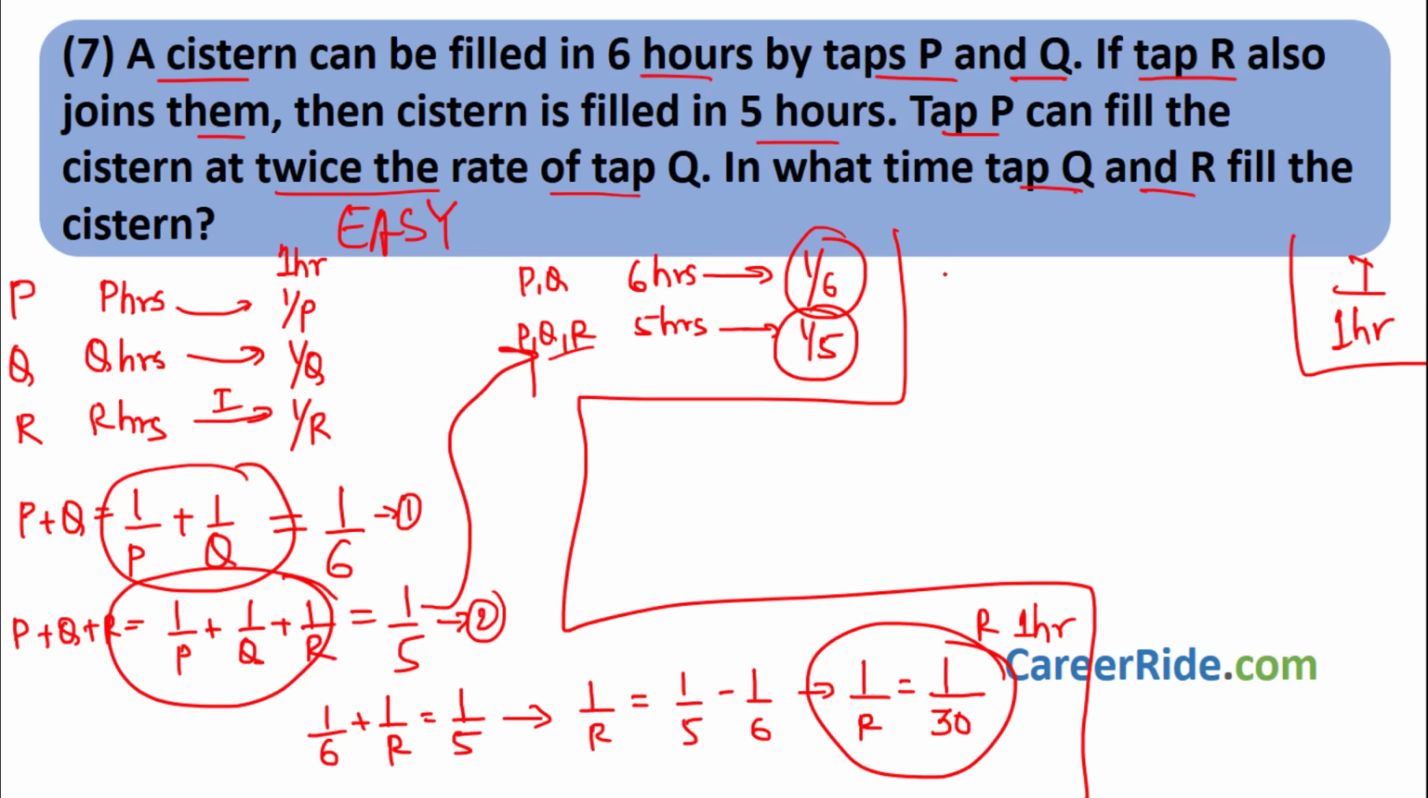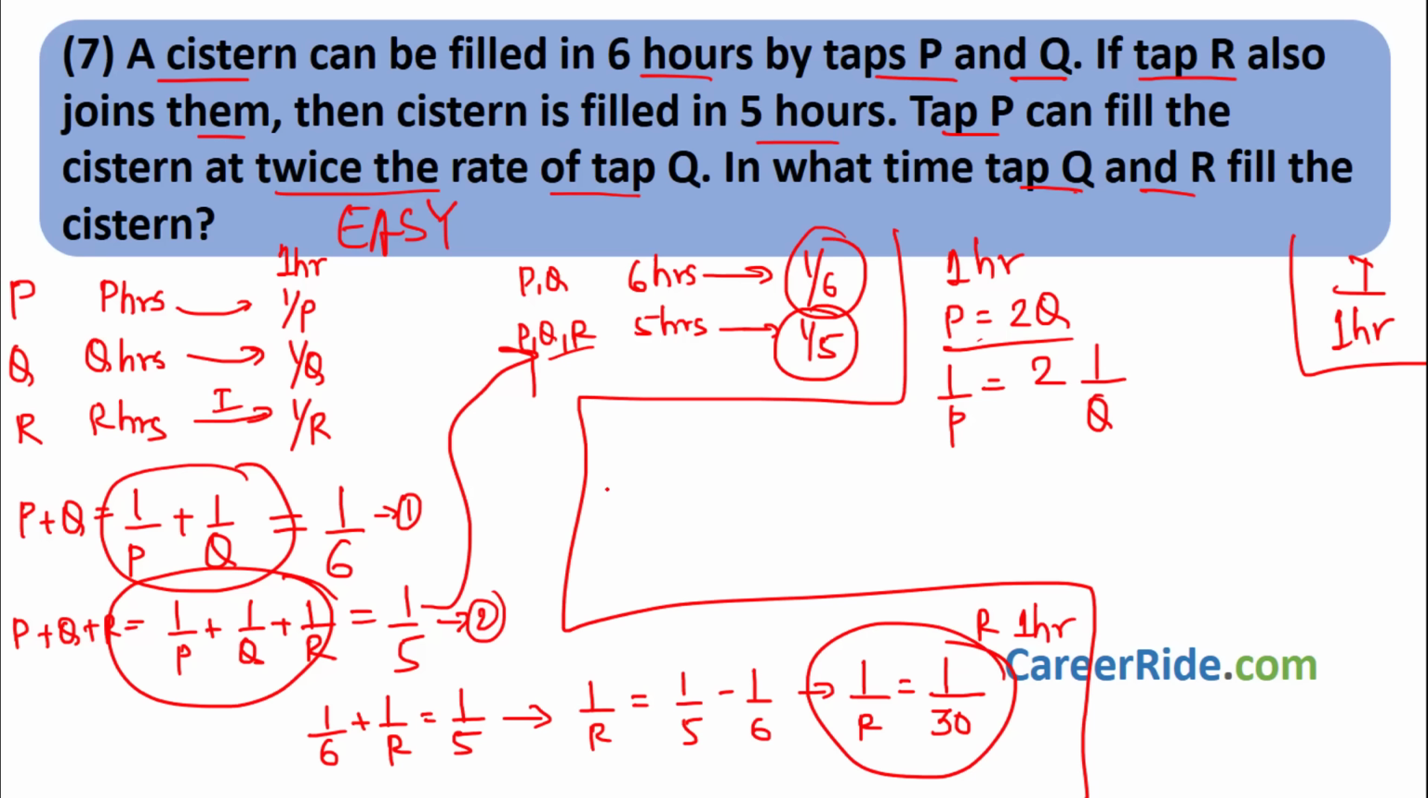What have they given? P can fill the cistern at a rate twice that of tap Q, right? So if we take 1 hour, P will do twice the work of Q, because P is 2 times faster than Q. Rate of flow of water from P is 2 times the rate of flow of water from Q. That means in 1 hour, the amount of work done by P will be 2 times the amount of work done by Q. What is the amount of work done by P in 1 hour? 1 by P. That is 2 times the work done by Q in 1 hour. Correct? So 1 by P is nothing but 2 upon Q.